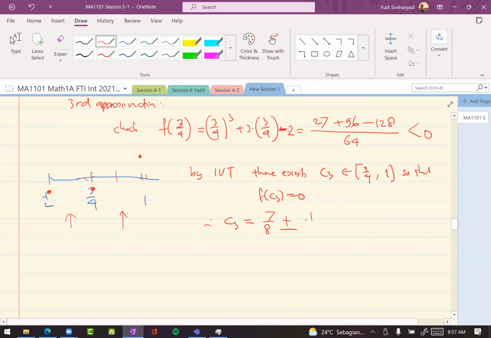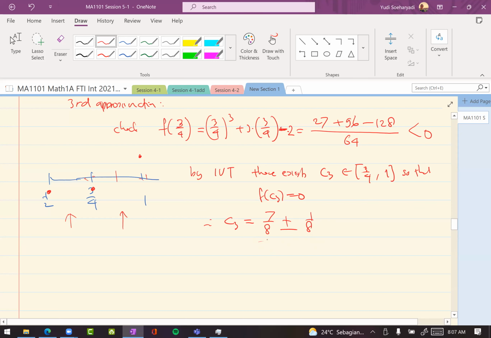One-eighth. 1/8. There we go. That's the error that you require in the beginning. So an approximation to the root is 7/8 with error 1/8. Okay, so you get the approximations.